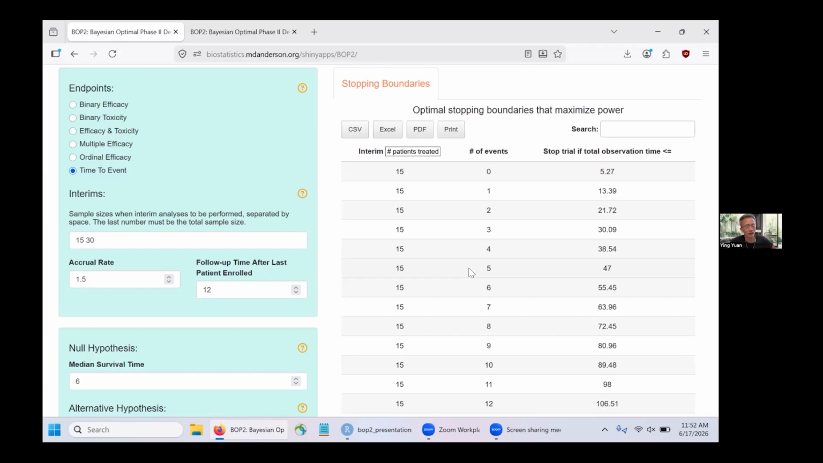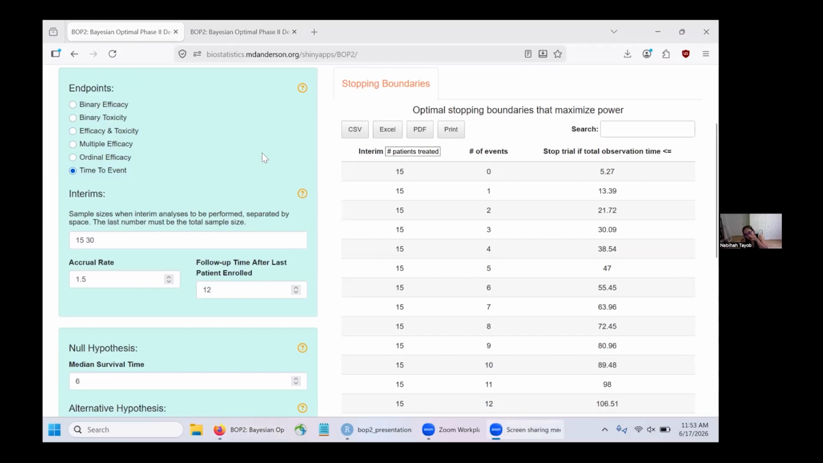Because in the calculation, the exponential inverse gamma model, if a statistician imagines that, that calculation doesn't involve accrual rate at all. The accrual matters because when you do simulation, you have to simulate the patient enrollment process, and the accrual rate is going to impact what the expected total observation time is by the time you observe, for example, 6 events. That's why accrual rate is needed for that purpose.